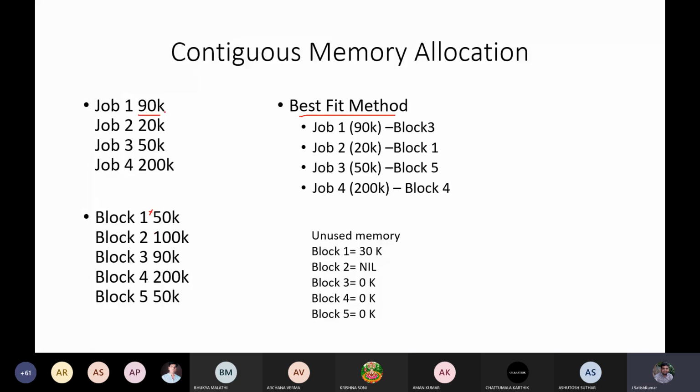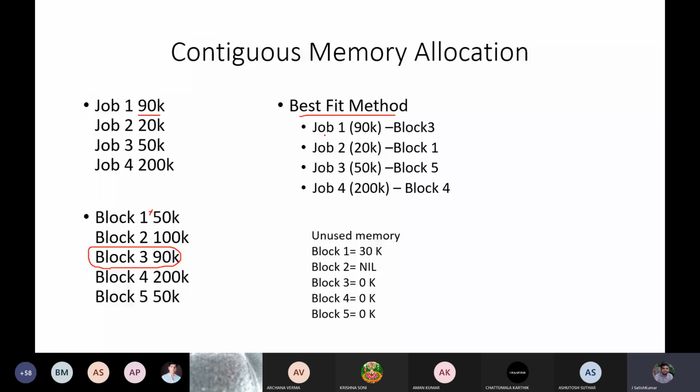90K will keep searching. In block 3, the unused space is 0. In block 4, the unused space is 110. You cannot allocate in block 5. Among all these blocks, the smallest unused space comes in block 3, 0 units. So job 1 will take block 3. Job 1 will be allocated to block 3.